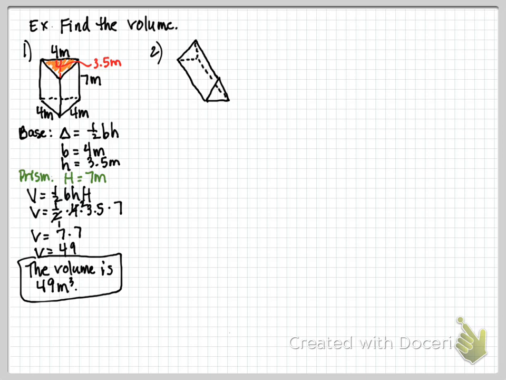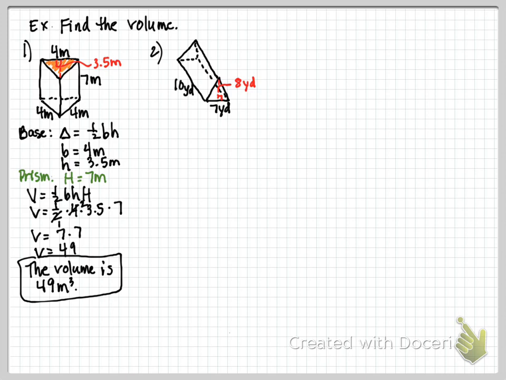Superman vision here. Let's see. Ooh, yeah, let's get this guy in. And then he is going to be 8 yards. Let's see, what else do we have? 7 yards. 10 yards.